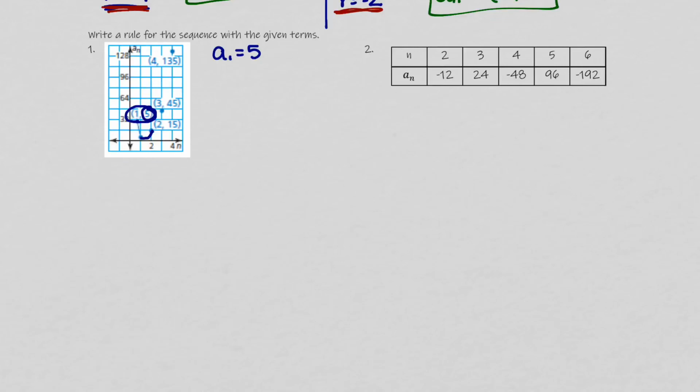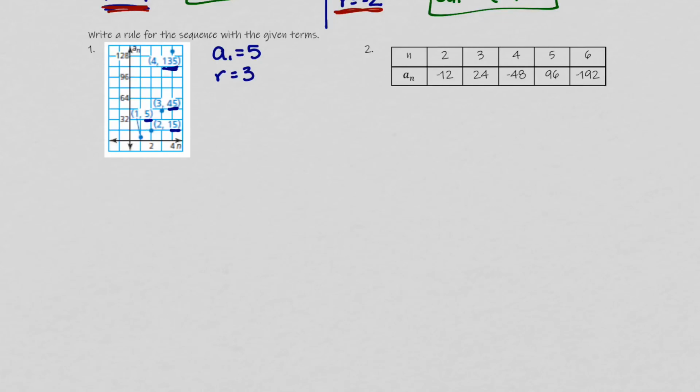Well, I started at 5 and I go up to 15. Looks to me like I'm multiplying by 3. And to look at the next term, let me erase all that, kind of got a lot going on here. So 5 times 3 is 15. 15 times 3 is 45. 45 times 3 is 135. So that does work to get to each term.